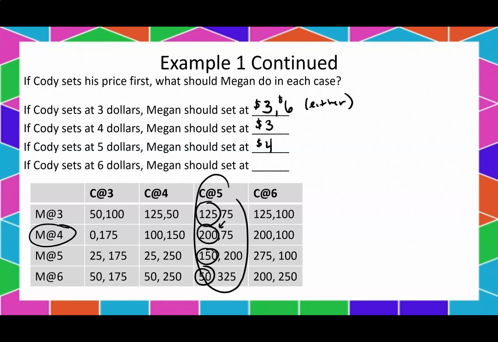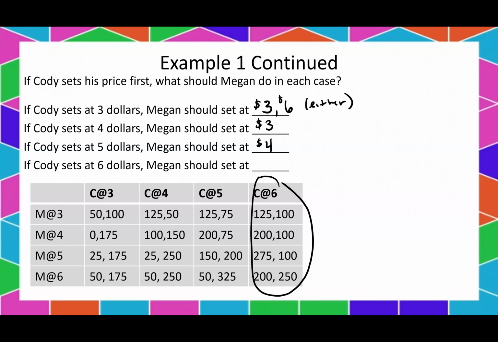All right, now what if Cody sets at $6? Megan's options are $125, $200, $275, or $200. In this case, we should set at what? What's the most reasonable? $275, so Megan should set at $5.